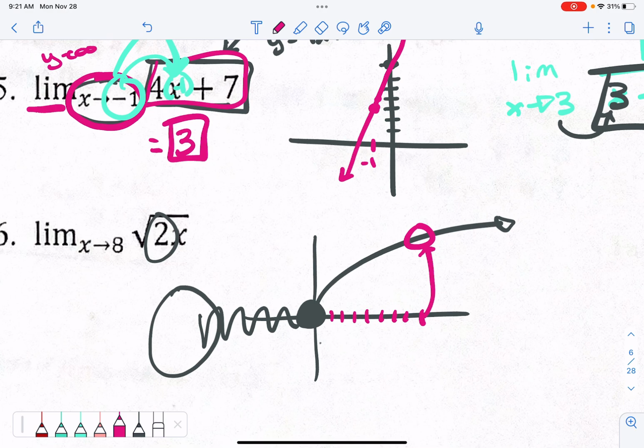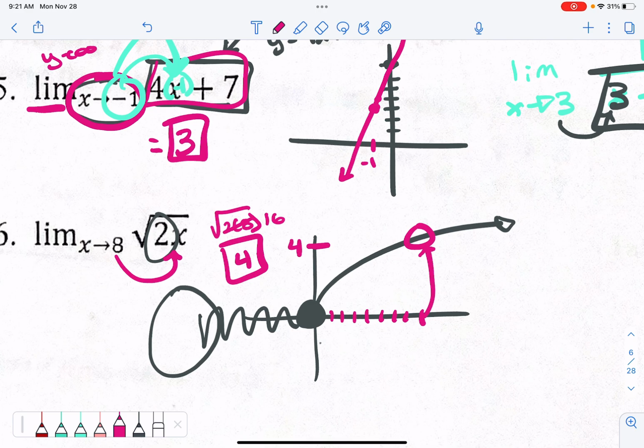It's going to be like some point right there. There's no funny business happening at that point. So all I can do is plug 8 in, and I have the square root of 2 times 8, which is the square root of 16, which is 4, and that's what the limit will be. So this y coordinate right here would be 4, okay?